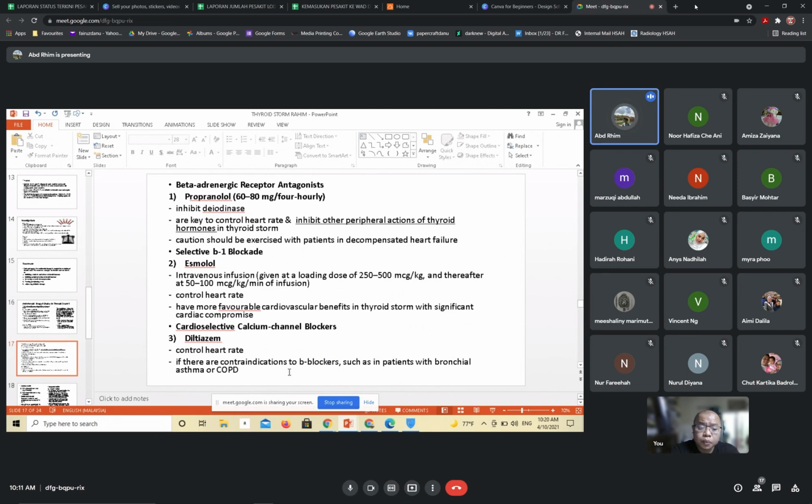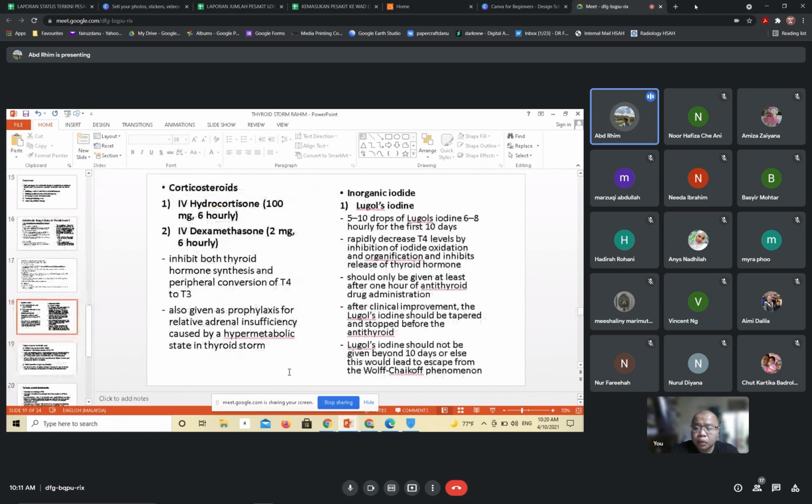Okay, next one, corticosteroid. Example, IV hydrocortisone and also IV dexamethasone. This medication inhibits both thyroid hormone synthesis and peripheral conversion of T4 to T3, the active form of thyroid hormone. It is also given as prophylaxis for relative adrenal insufficiency caused by the hypermetabolic state in thyroid storm.